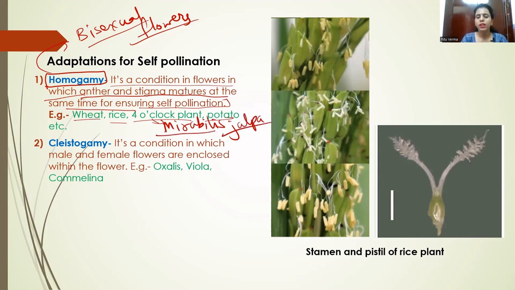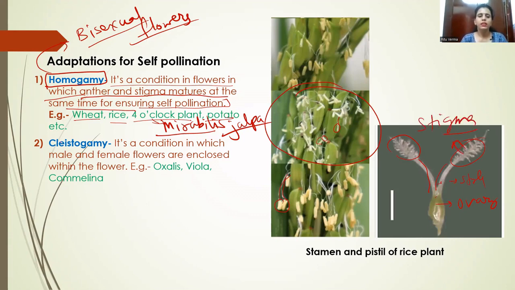In this picture you can see the reproductive organs of the rice plant. This one is the stamen, with anther and filament. And this one is the pistil. So there is stigma, style, and ovary.